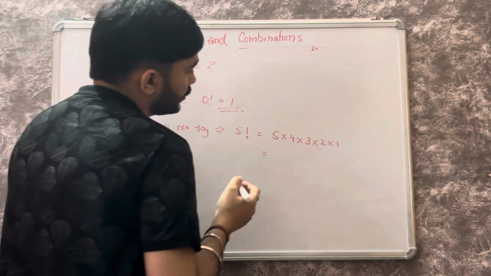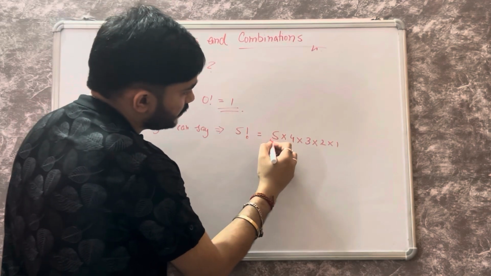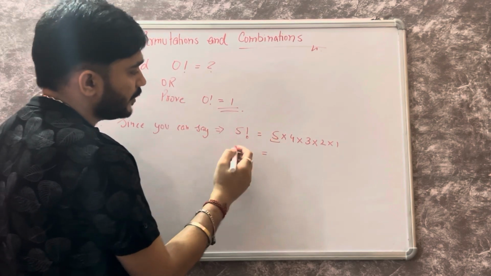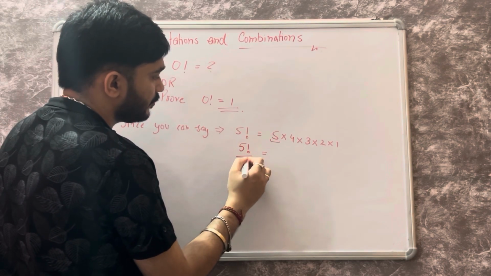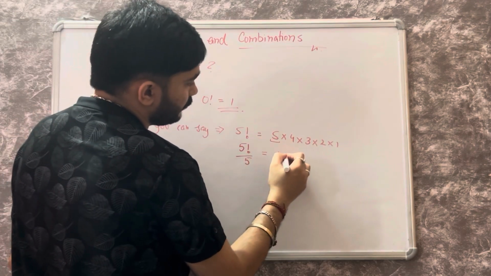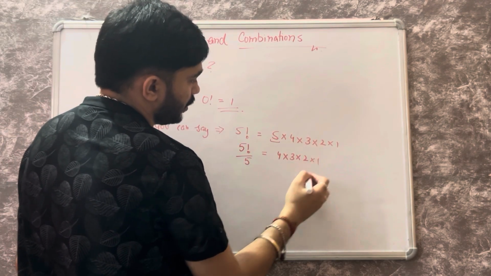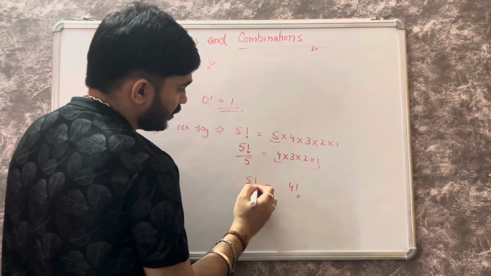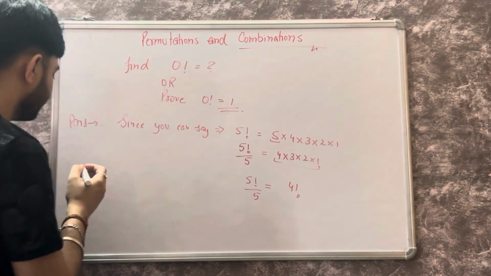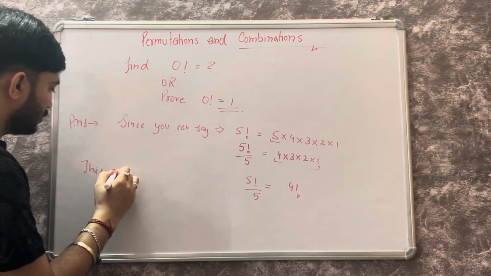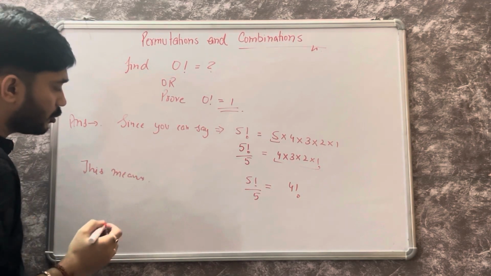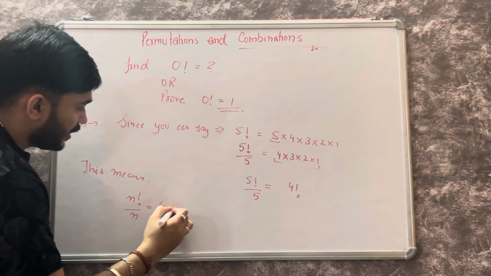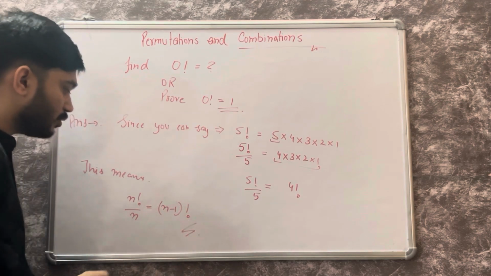Yes. So look here, the 5 is in multiply here. So if you take this 5 from right hand side to left hand side, it is going to be divided by 5. So you are left with 4 into 3 into 2 into 1. And this is 4 factorial. And this is 5 factorial by 5. This means you got a formula here, that is n factorial divided by n is equal to n minus 1 factorial. Yes or no?